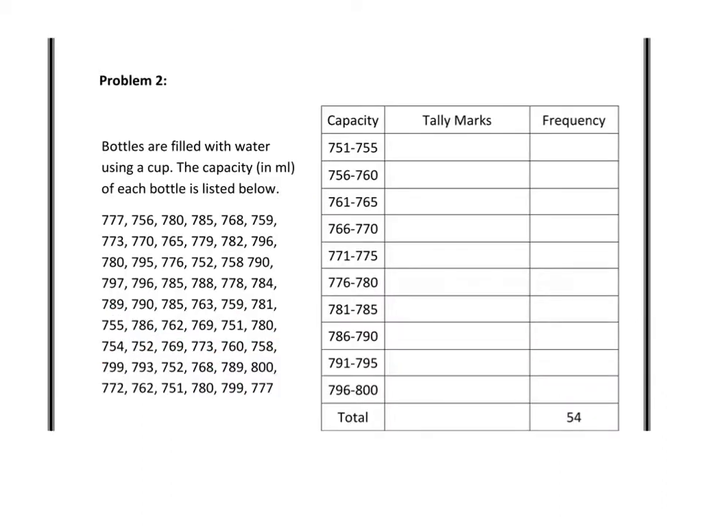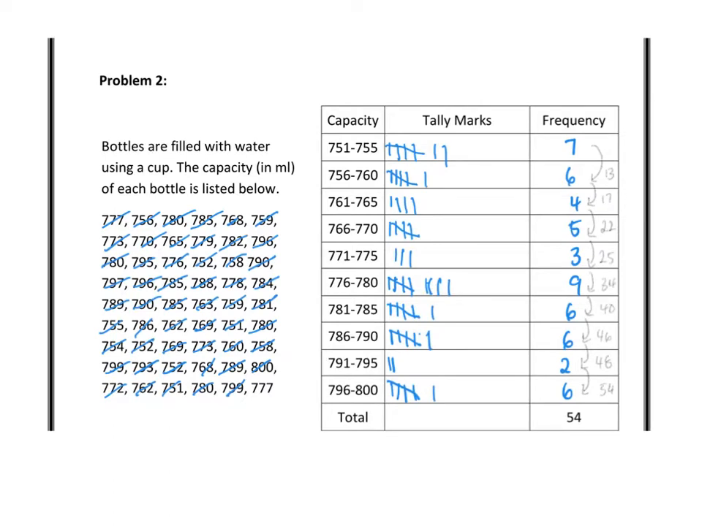Okay, so here again we're doing the same thing. Another way you can do it is you can just go through the list and start doing your tally. So say for 777, I go find where that category falls, and that's there, and I put a mark. And 756, I find that category and I put a mark. 780, find that category and I put a mark. 785, find that category, and so on. We can keep doing that until we've filled in the table.